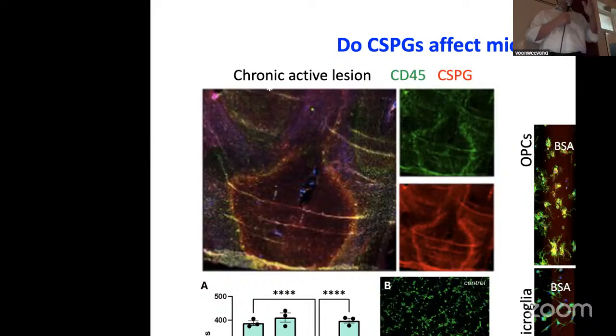So the CSPGs, we think, help account for neurotoxicity and perhaps for the particular toxic nature of the rim of chronic active lesions. So are CSPGs promoters of microglia toxicity and lesion expansion in MS? This is something that we are excited about.